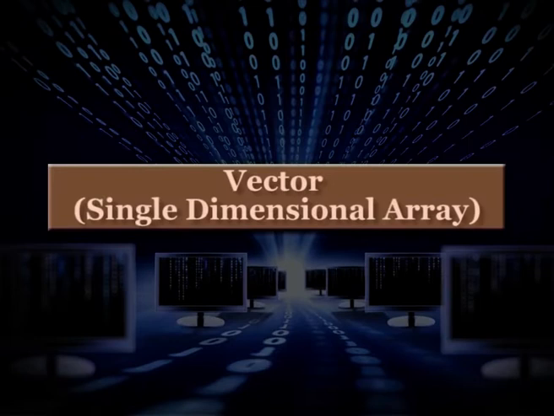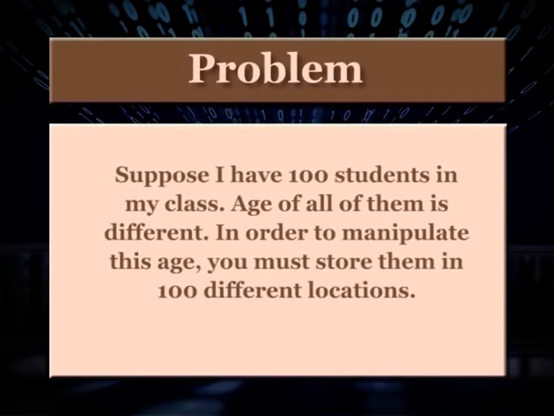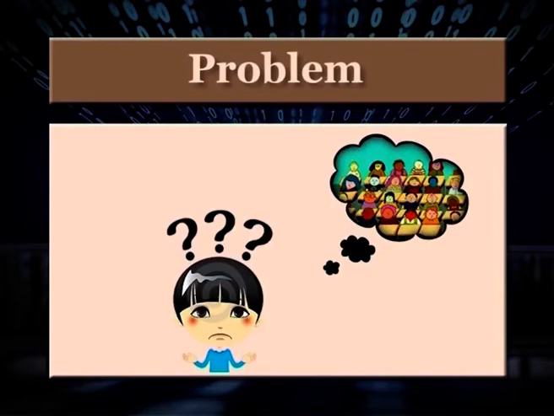Now let's discuss in detail the various types of arrays available in C++. Vector, the single dimensional array. Dear friends, can you define a vector? Before explaining it, let's consider an example. Suppose I have 100 students in my class. The age of all of them is different. In order to manipulate this age, you must store them in 100 different locations. Will you create 100 different variables for this?